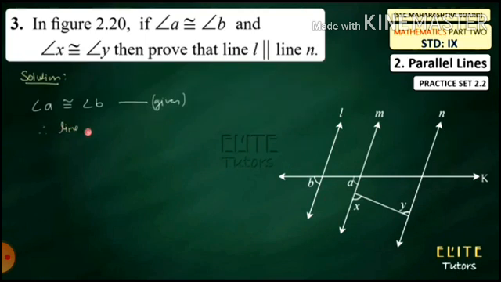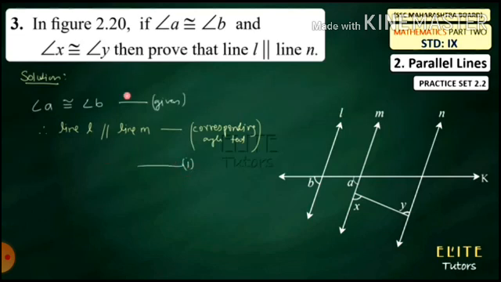Line L is parallel to line M, by corresponding angles, because A and B are corresponding angles which are congruent to each other and given in the question. We will take this as 1.